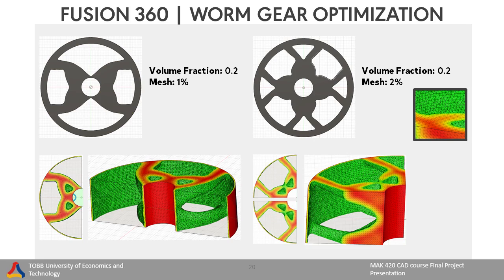In the next step, the gears were examined by giving different mesh ratios in 0.2 volume fraction. On the left side, 1% mesh has a smooth connection in the middle but 2% mesh has a gap in the middle. This shows that 2% mesh is not as efficient as 1% mesh. It was realized that optimization made with a quarter-sized scale would be more efficient in terms of weight reduction.